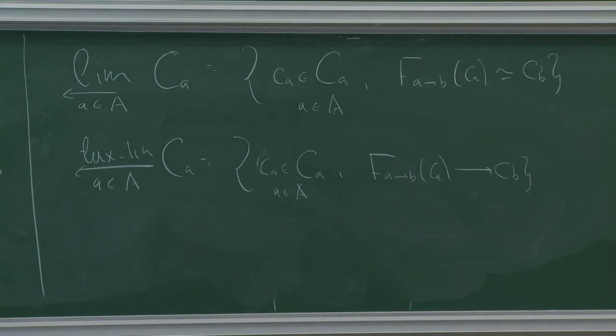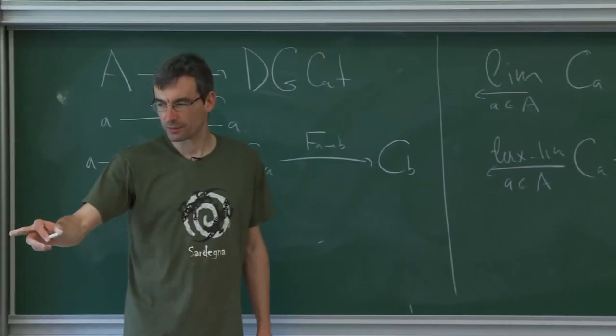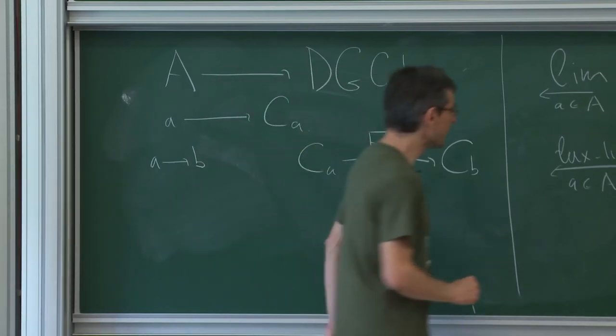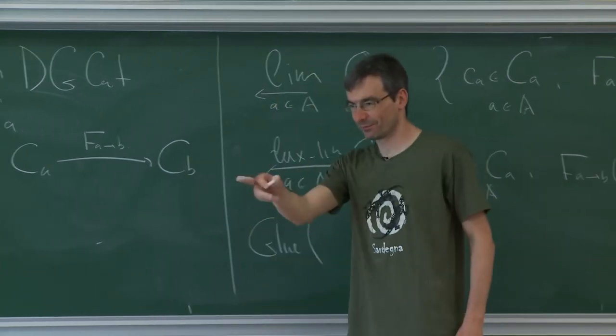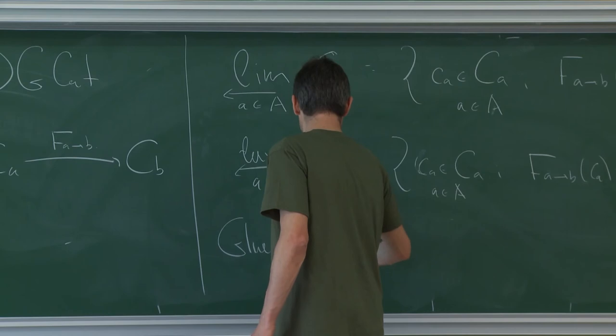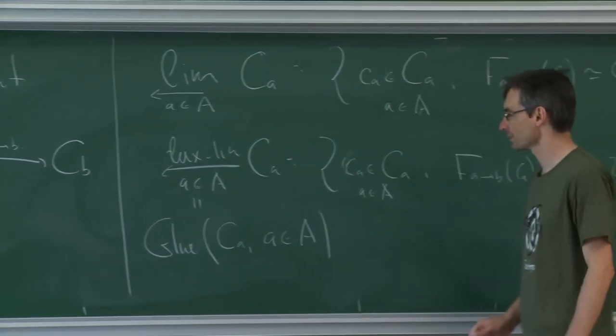There's the lax limit and the co-lax limit. If A is two vertices with one arrow, with the same orthogonal decomposition, yes, that is what you meant by same orthogonal. And this is what I call glue. Let me give an example, exactly Maxim's example, of what I mean by glue.